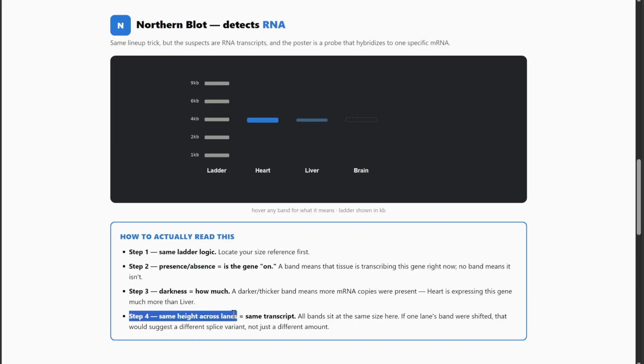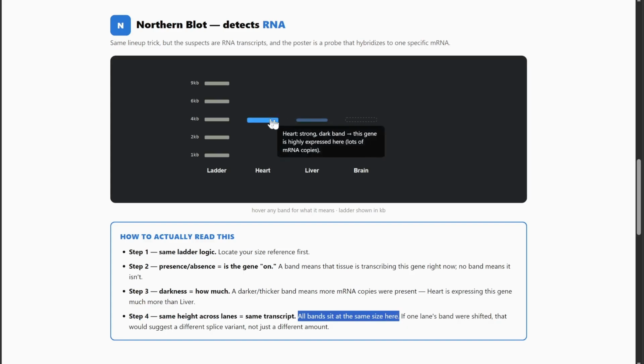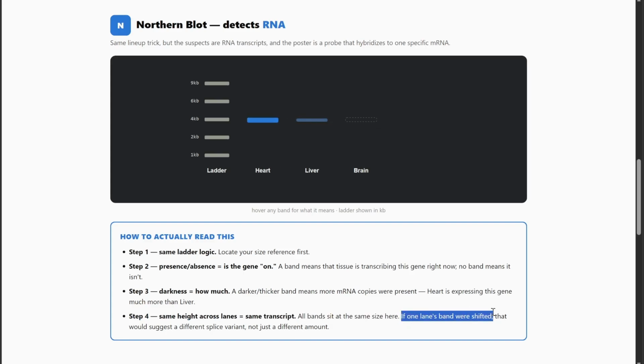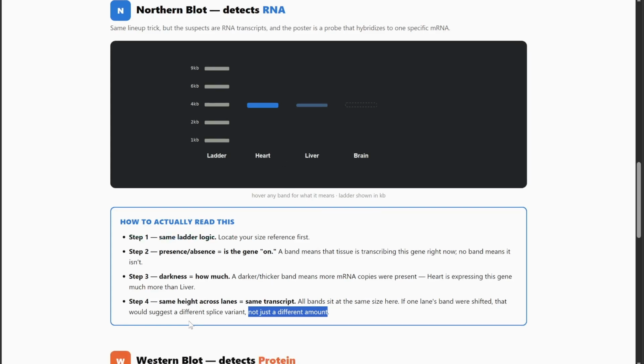And then for step 4, same height across lanes means same transcript; all bands sit at the same size here. As you can see, these two sit at the same size. This one is technically not there, just pretend it's invisible. We just had this here for reference. If one lane's band were shifted, that would suggest a different splice variant, not just a different amount. So if you have a different height, then it would suggest a different splice variant.